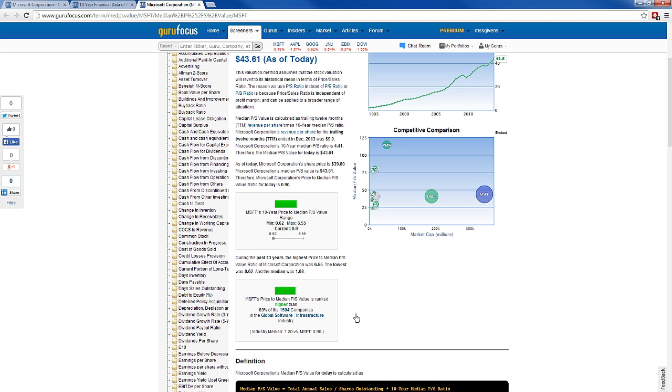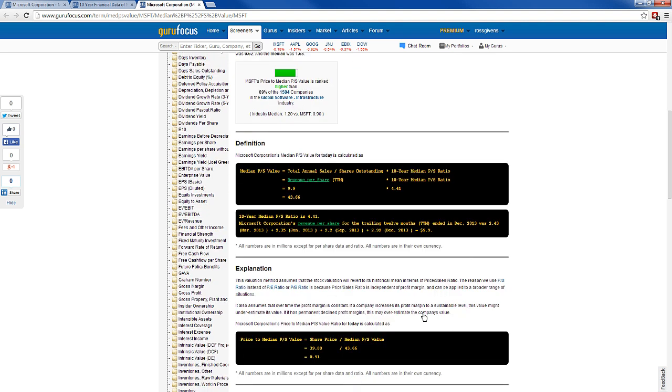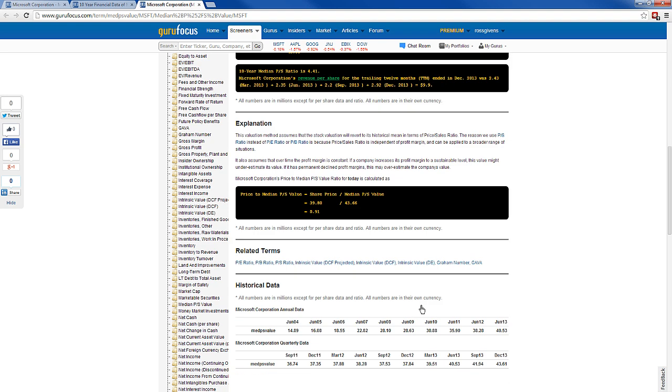A quick note on this one, it says it's ranked higher. Some metrics we want to be low, like price to earnings or price to sales. Others we want to be high. It's going to say higher if it says ranked higher. So just know that higher is always better when being compared to the industry. And once again, it gives a full definition, how this is broken down, how it's computed, and shows the historical data.